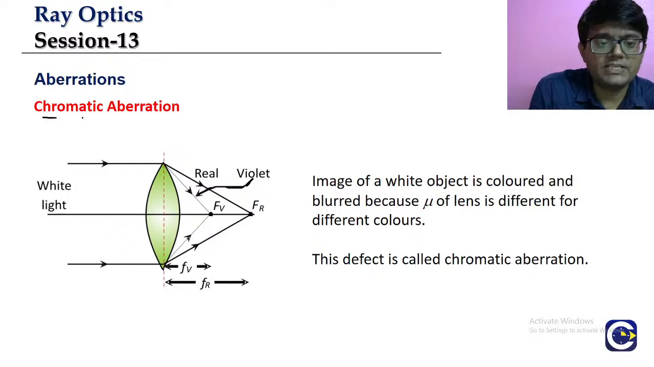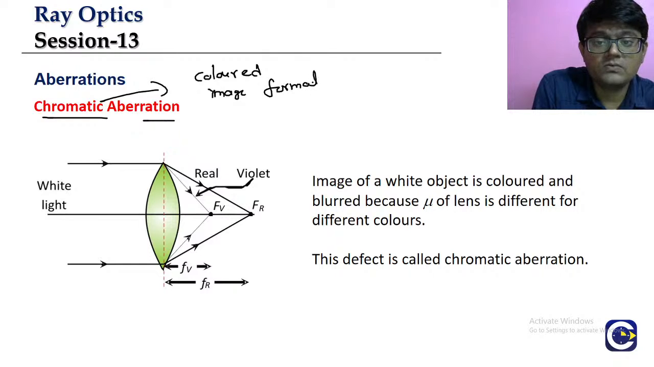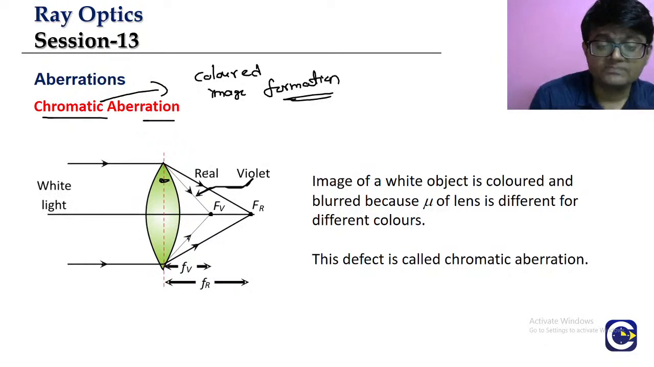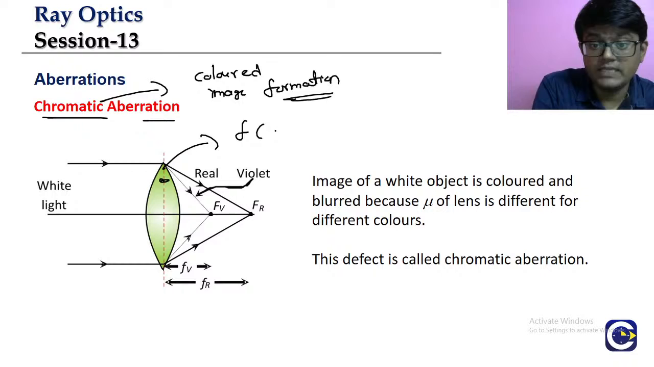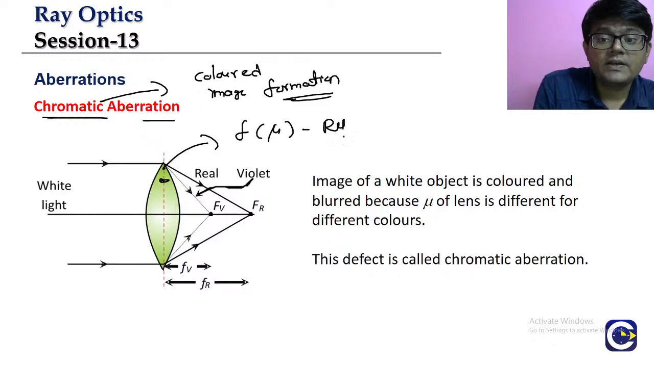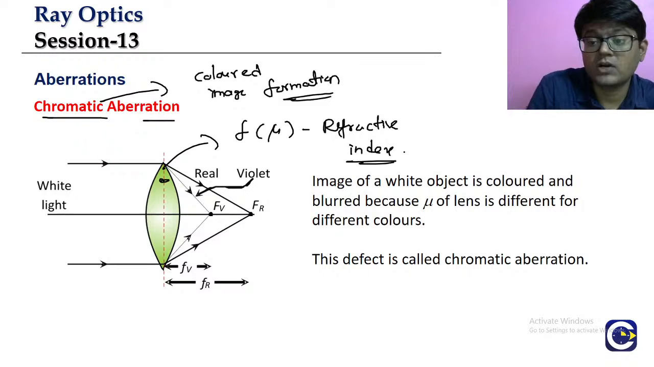The chromatic aberration, from the very name itself, it will be evident. We are referring to colored image formation. So chromatic aberration means colored image formation. When you look at a lens, remember the biconvex lens, when we did the derivation, we saw that the focal length depends upon the refractive index. I hope you are able to recall the formula. Focal length will depend upon the refractive index of the lens.